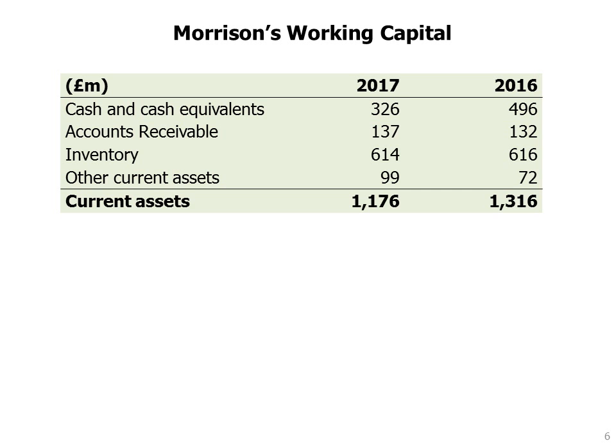And here's an example of Morrison's working capital. So cash and cash equivalents, 326 million. Accounts receivable, relatively small number, 137 million. Inventory, much larger, 614 million. Other current assets, 99. Total current assets is 1176.